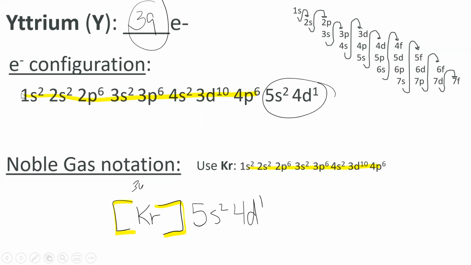Keep in mind, if you don't do the electron configuration right, you potentially could mess up the noble gas notation, or if you use the wrong noble gas. I wouldn't want to use argon because argon is smaller. It only goes up to here. I would have to write the rest of this stuff. I have to write all of this. You want the shortest cut you can take.